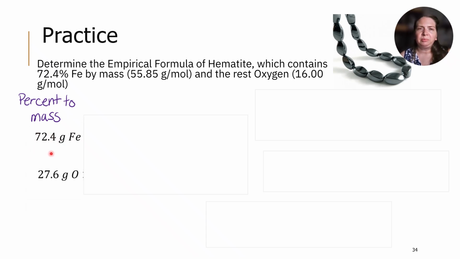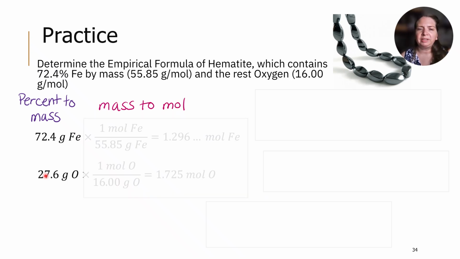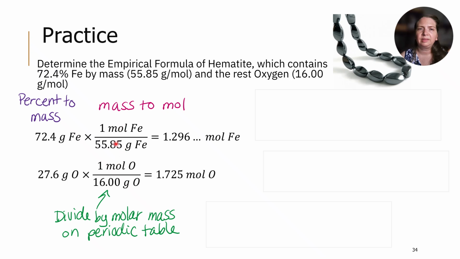There are 72.4 grams of iron. The mass percent for oxygen can be found by doing 100 minus 72.4 to give you 27.6. Therefore, we have 27.6 grams of oxygen. Next, convert each of these masses into moles by dividing by the molar mass. 72.4 grams of iron is 1.296 moles of iron. 27.6 grams of oxygen is 1.725 moles of oxygen.